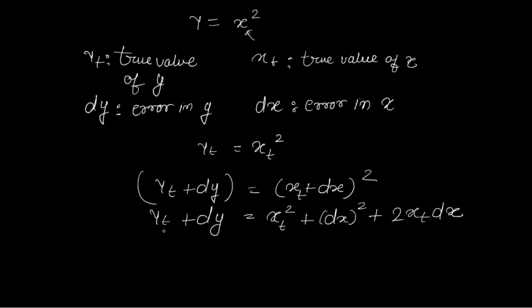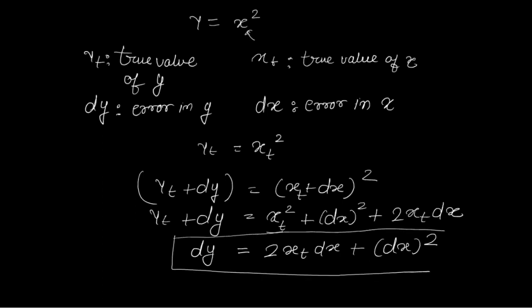That gives xt square plus 2xt dx plus dx square. So xt square can be written as yt, so both yt get cancelled out, and the remaining is dy, which is 2xt dx plus dx square. So that is the final error in the function y. Dy is represented by 2xt dx plus dx whole square.